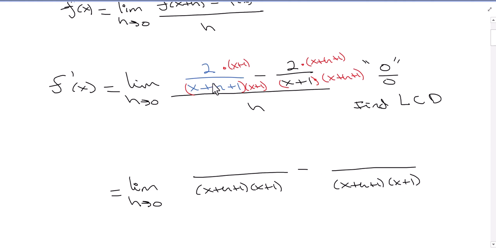So what is in our numerators? Here I'm going to have 2x plus 2, minus, and then here 2x plus 2h plus 2.